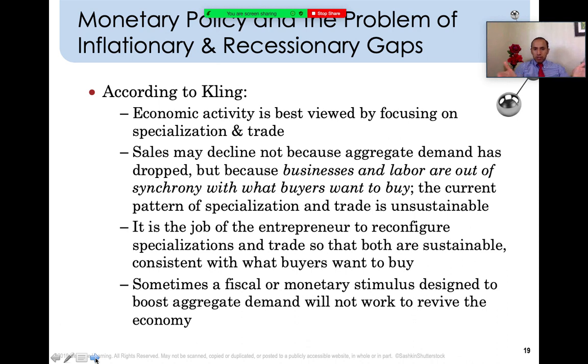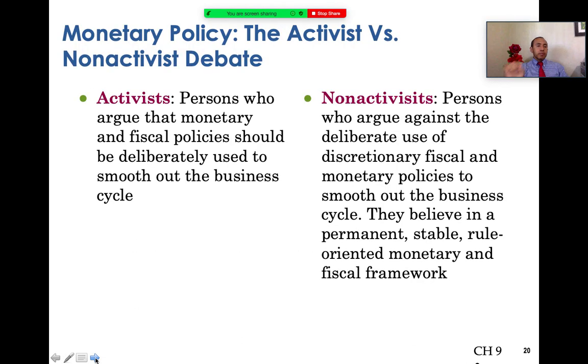In some cases, fiscal and monetary policy stimulus designed to boost aggregate demand may not work to revive the economy. That was the view of Kling. If consumers are not demanding the product and don't care about what's been produced, even with an increase in monetary or fiscal stimulus, they're not going to buy it. He said there was a misproportion between buyers and sellers and what consumers want. Essentially, consumers determine economic activity in the view of Kling.